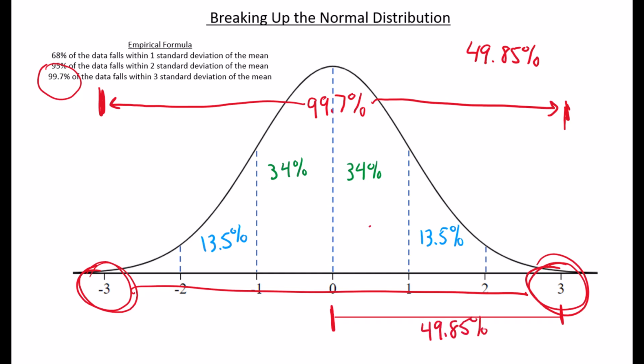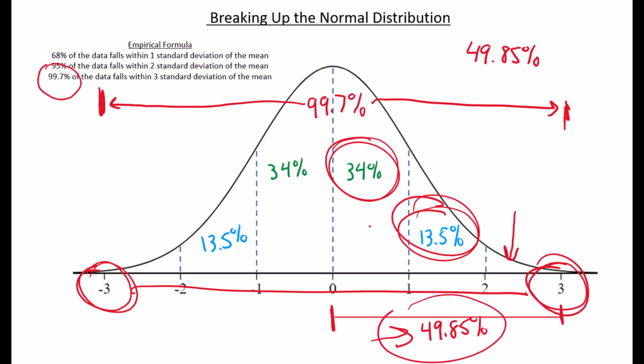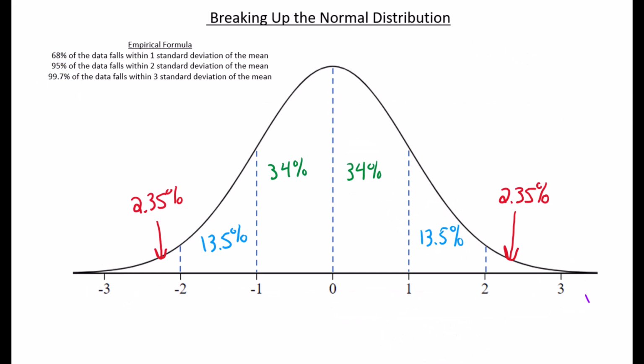that's going to be that 49.85%. So now how are we going to use that to get this section right here? Well, we're going to subtract 34% and we're going to subtract 13.5% from this number right here. So if we subtract this and this from this number right here, we are going to be left with 2.35%. And then we could also write it on this side. So that's going to be 2.35%. So now we have all the chunks of the normal distribution that go from 3 standard deviations below the mean to 3 standard deviations above the mean.